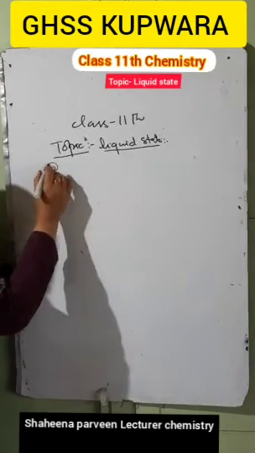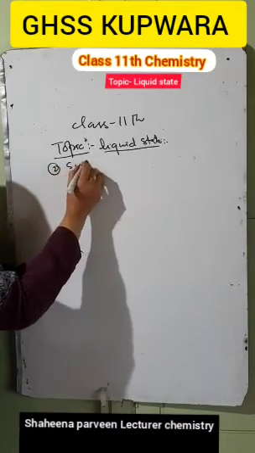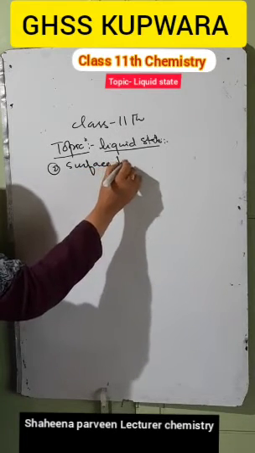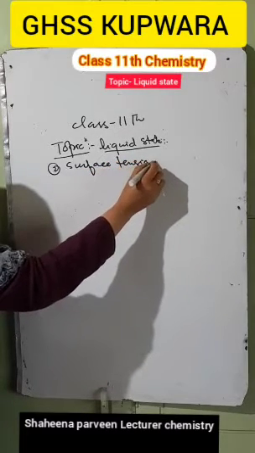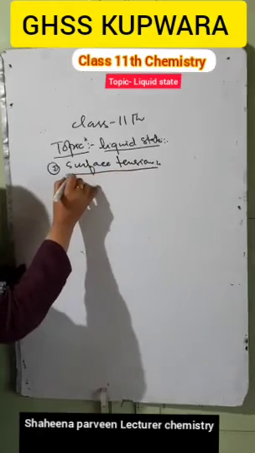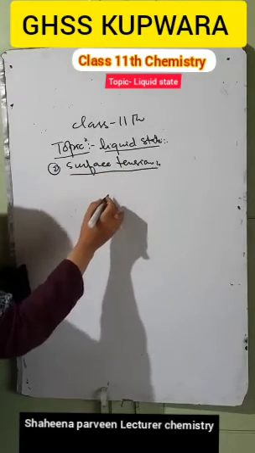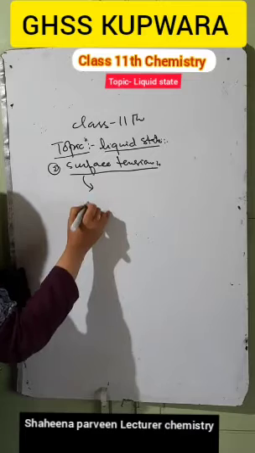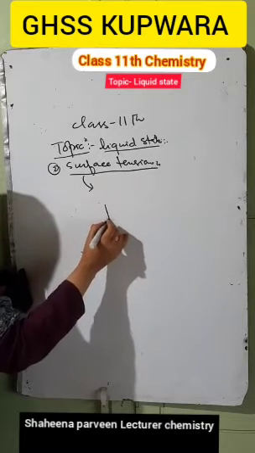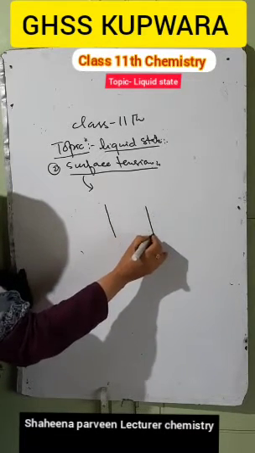Second is surface tension. Now what is this surface tension? Surface in a state of tension. Now to explain what is surface tension, for this very purpose we take a liquid in a container.